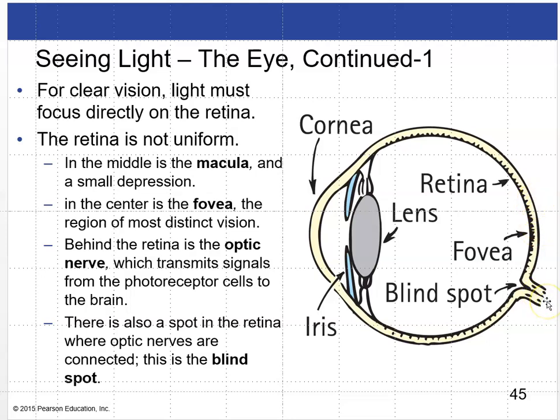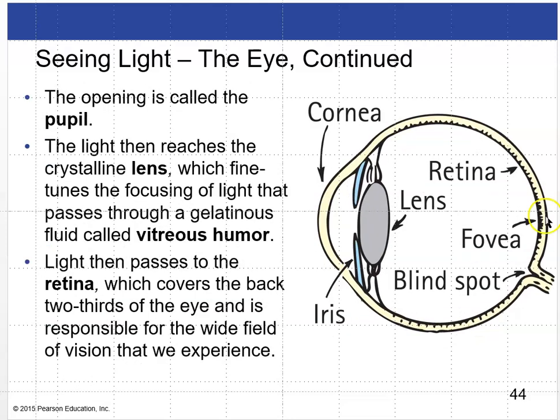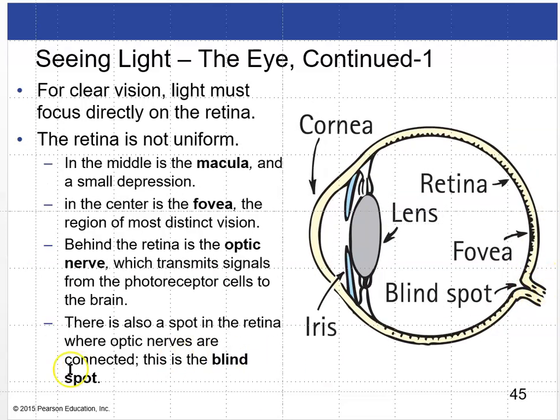The optic nerve transmits signals from the photoreceptor cells to the brain. The photoreceptor cells are like little antennas that change the light energy into electrical signals in the optic nerve. There's also a spot in the retina where optic nerves are connected, and that's called the blind spot. It's called the blind spot because there aren't any light sensing cells in that spot.